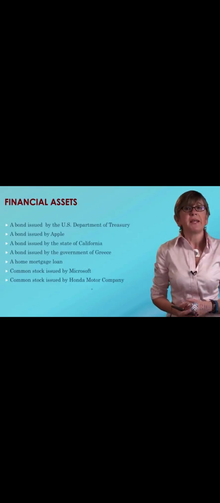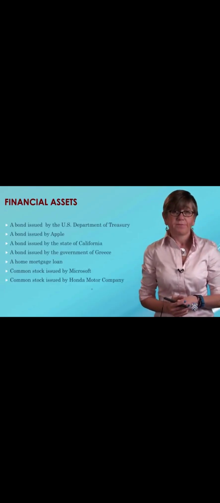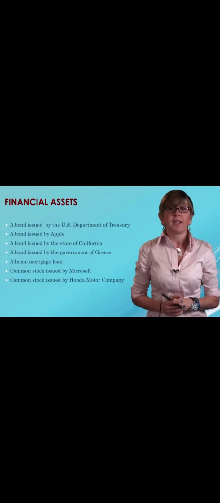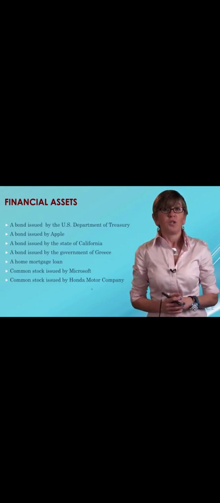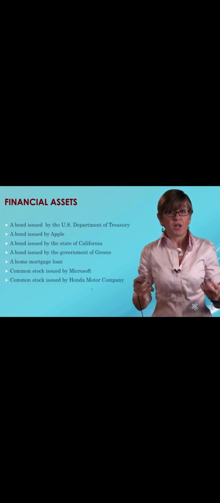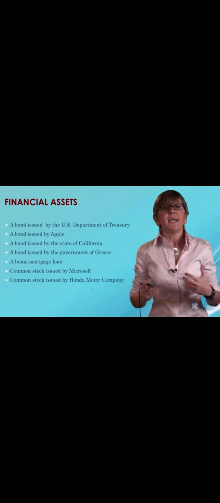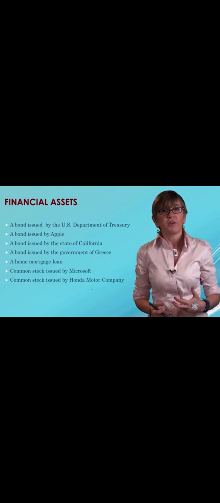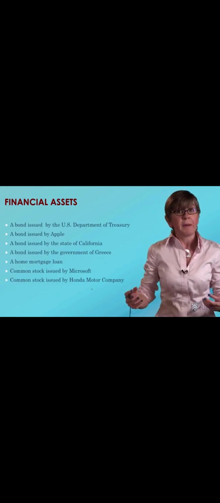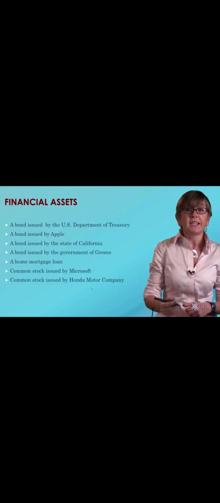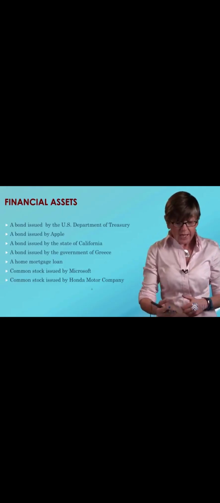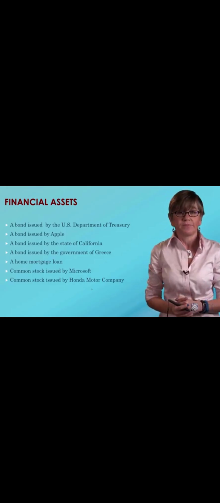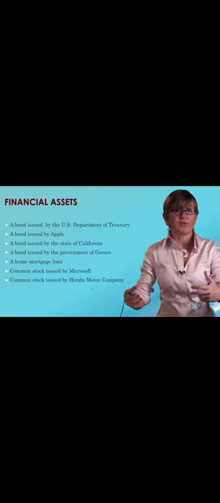Now, here are some examples of financial assets. Let's start with the first one, a bond issued by the U.S. Department of Treasury, which is the issuer in this case. The Treasury, the U.S. government, is the issuer, and it agrees to pay the investor, the owner of the bond, interest until the bond matures, and at maturity, the principal, in other words, the amount borrowed. Similarly, in the case of Apple, or in the case of a bond issued by the state of California. These are all fixed income securities with known fixed cash flows.